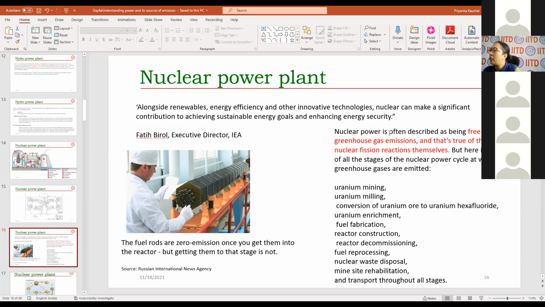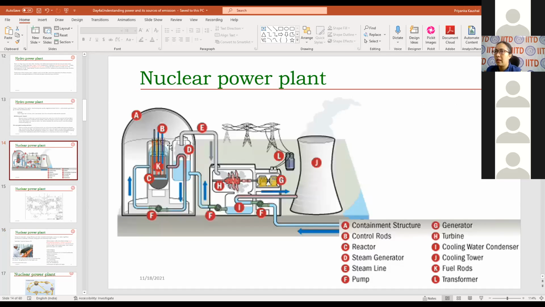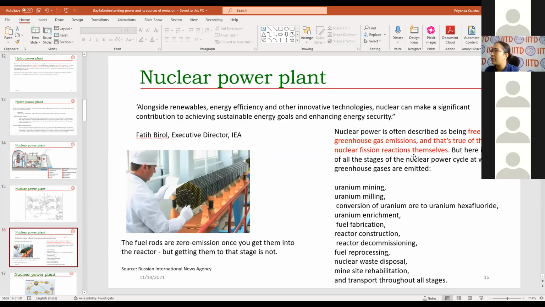A nuclear power plant is often described as being free of greenhouse gas emissions, and that's true for the nuclear fission reaction itself. Only the process, right? What is happening here in B, this whole thing, B and C. This is a control rod and the reactor, and this is the nuclear rod, K. Look at this structure. We have 1, 2, 3, 4, 5, 6, 7, 8, 9, 10, 11, 12 such things which are required, at least 12. And of these 12 things, it's only B, C, and K, these 3 things combined together, that is green. Other than that, this cascading, right? Everything else, how it impacts, that is important, right?